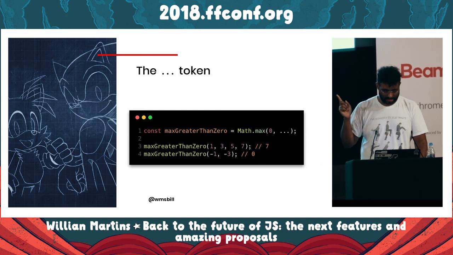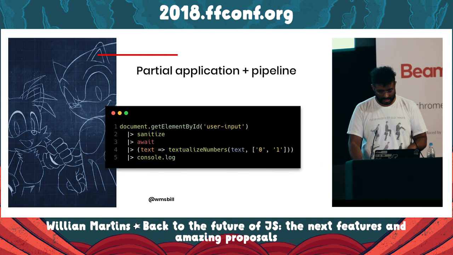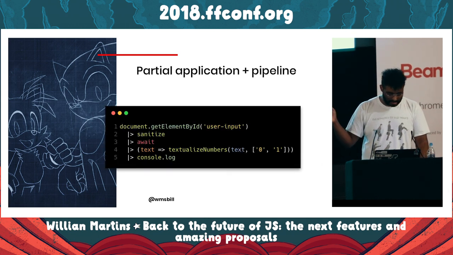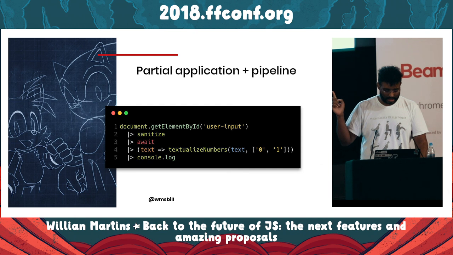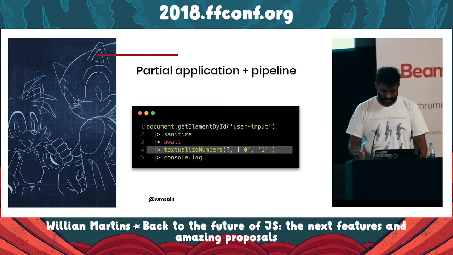This is not part of the minimal proposal right now, but it could be extended once the partial application minimal proposal lands in JavaScript. So I started this conversation about partial application saying that this could be a good use case for extending the use case here on line 4, where you have these textualized numbers that receive an arrow function. It's kind of verbose, with a lot of parentheses there. So using the partial application with pipeline, even the minimal proposal, you can do it like this.